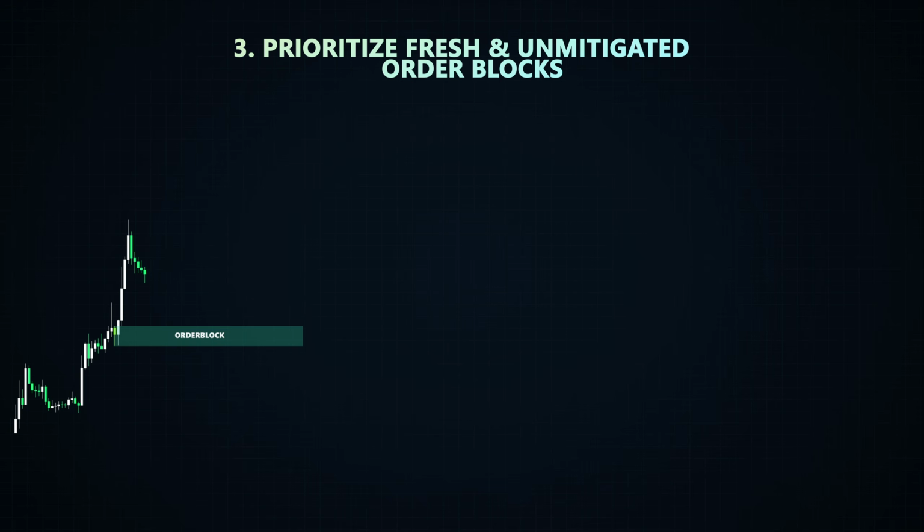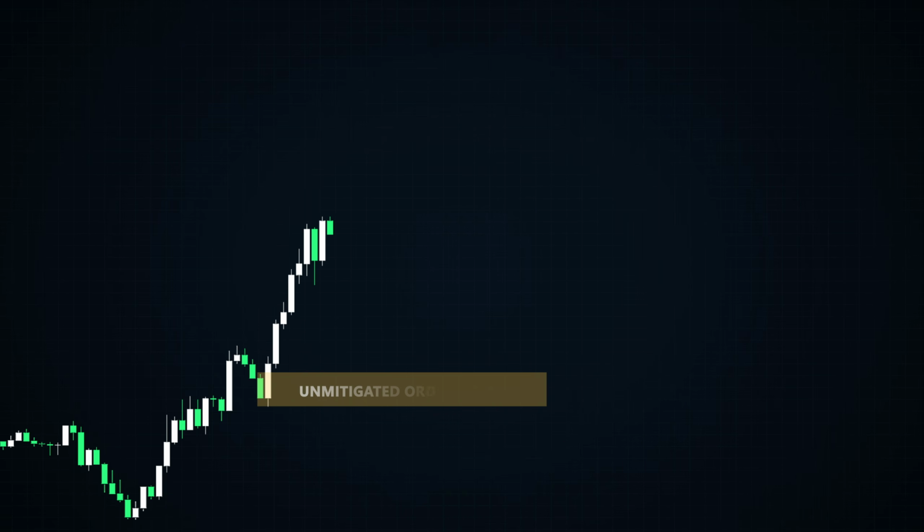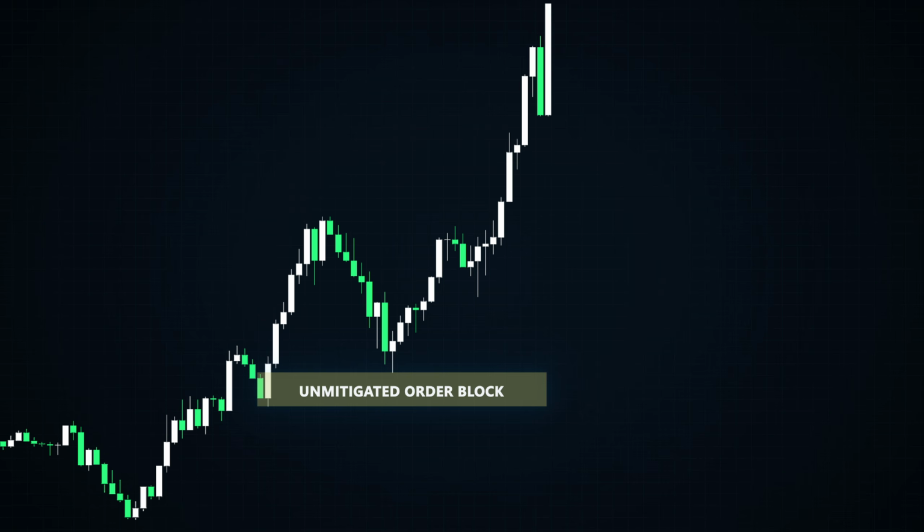Alright, let's break this down on the chart. Not all order blocks are created equal. Some are powerful, while others lose their strength over time. Now look at this first zone. This is a fresh, untouched order block, also called an unmitigated order block. Why is this important? Because institutional orders are still waiting to be filled here. This gives us the highest probability of a strong reaction when price comes back to this level.